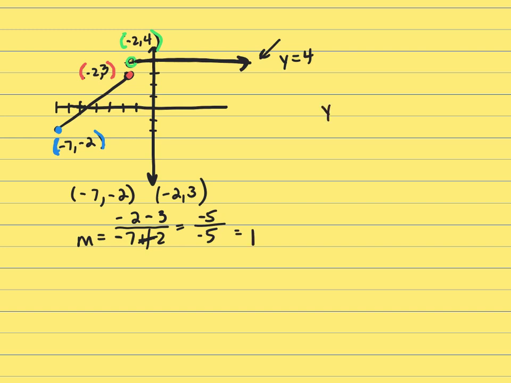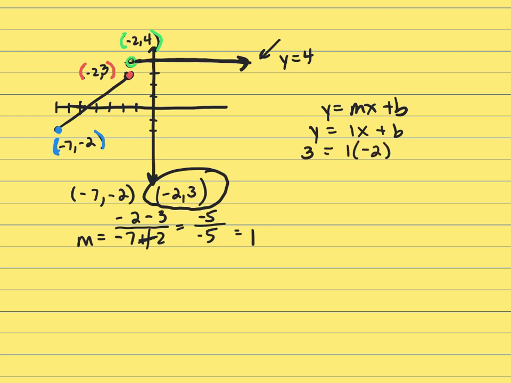So we know that y equals mx plus b. I'm trying to find the equation of that line. So y equals, we know the slope is 1, so 1x plus b. We need to solve for b. Let's use this ordered pair. It doesn't matter which one you choose. 3 is your y, 1 times x, which is -2, plus b. That's 3 equals -2 plus b. 5 equals b. So the equation of my line is y equals 1x, or just x, plus 5.